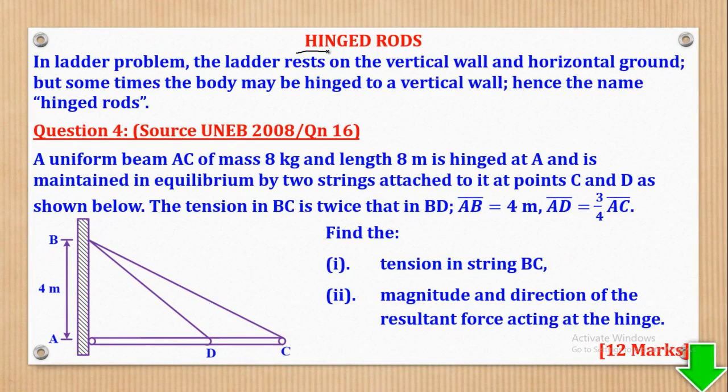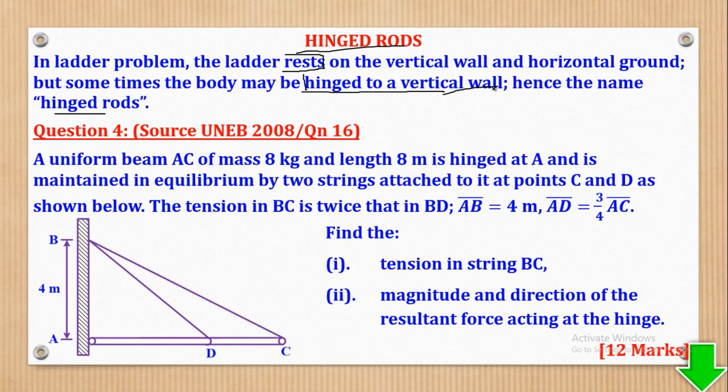Now we shall go to hinged rods. In the ladder problem, the ladder rests on a vertical wall and horizontal ground, but sometimes the body may be hinged to a vertical wall, hence the name hinged rod. In this next part, we shall have cases where the rod is hinged to a vertical wall, and in this case there will no longer be horizontal ground. Otherwise everything is the same, the procedure is the same as it was for the ladder problem.